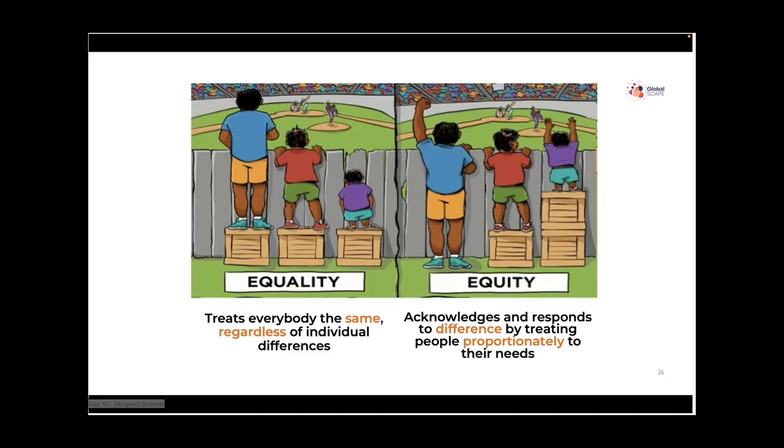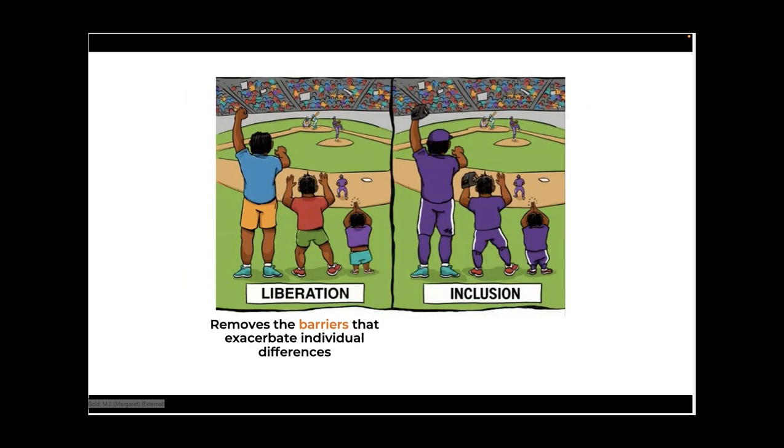Everybody's got the same size box. Equity is adjusting to the differences in height, but you can go much further than that and say remove the barrier completely. So remove that fence and the need to be able to stand on something to see over it. And inclusion goes even a step further and says who's invited to play the game, who's invited to the ball game, who's invited to play as a participant in the sport.